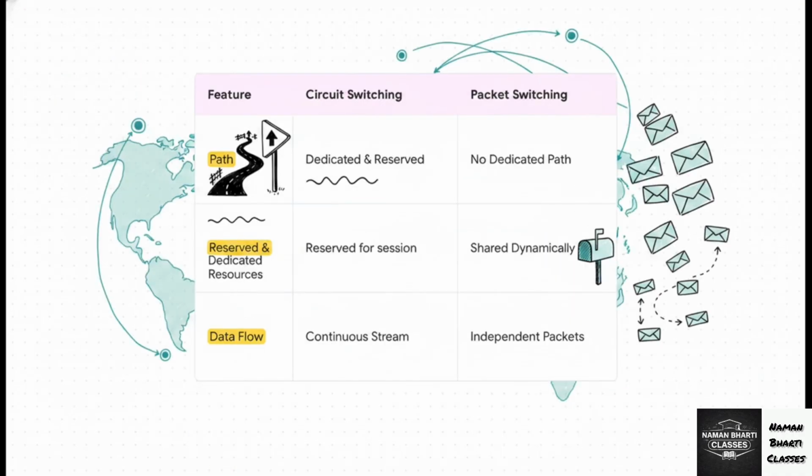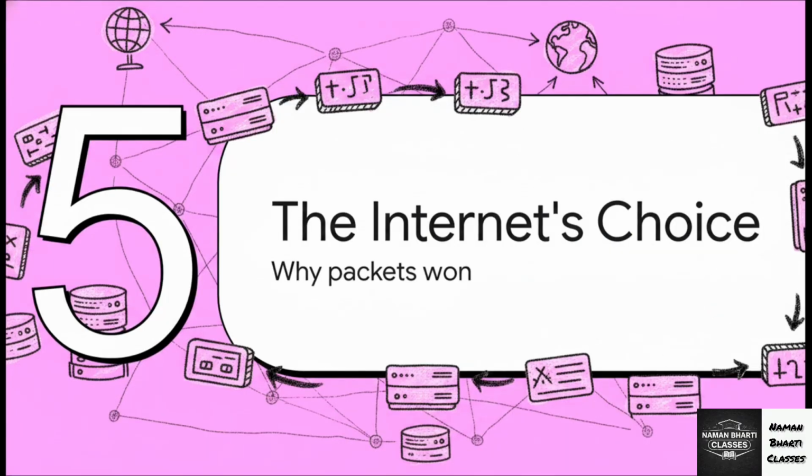So let's put these two head to head. The private road, circuit switching, gives you that dedicated, reserved path. It's perfect for a continuous stream of data, like a phone call. On the other hand, the postal system, packet switching, has no dedicated path at all. All the resources are shared by everyone, and your data flows in little independent packets. The big takeaway here is that one is built for guaranteed quality, while the other is all about flexibility and efficiency. So, which one won?